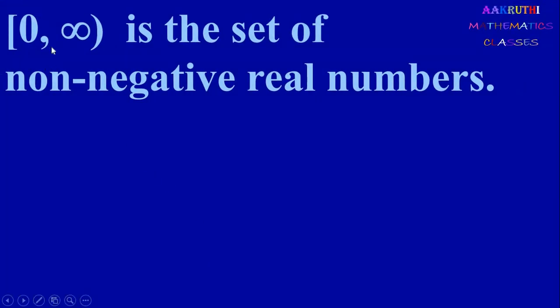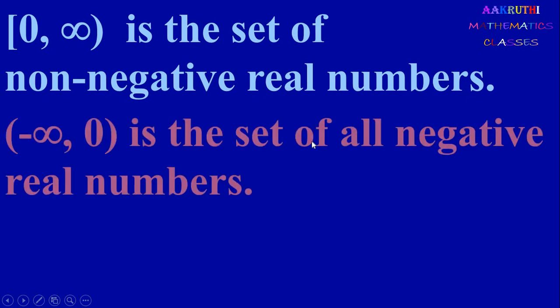So next it is [0, infinity). Here it is a closed bracket, here it is an open bracket. 0 included, infinity not included. It is the set of non-negative real numbers. Infinity is a symbol for a very large number. We consider all the numbers 0 and more than 0. Now here we have only positive numbers including 0. Negative numbers are not present. So therefore this represents non-negative real numbers.